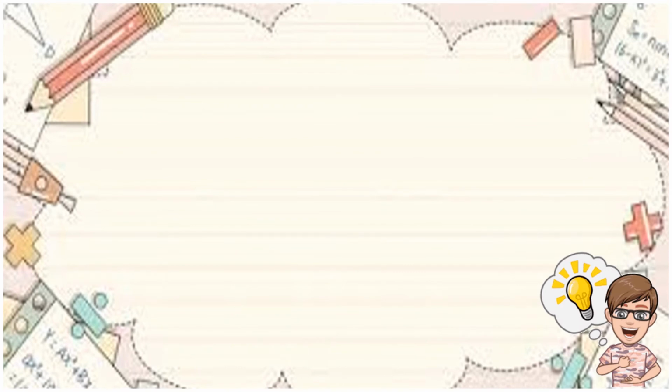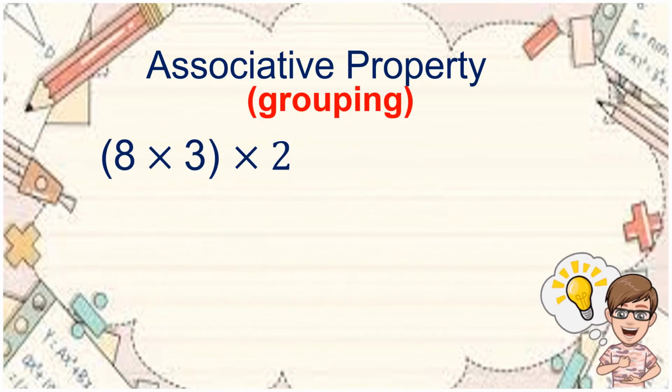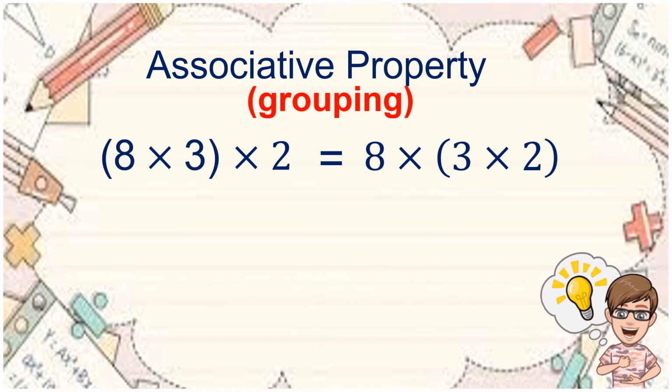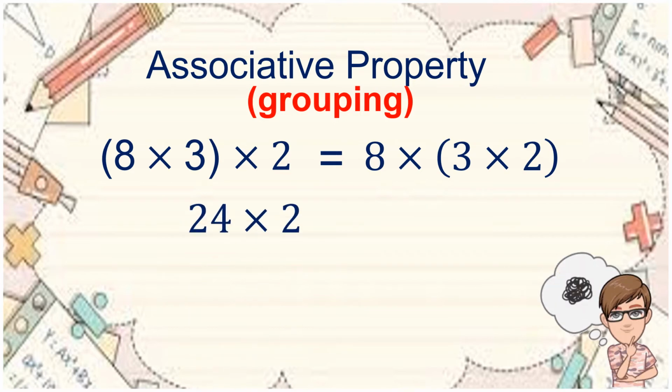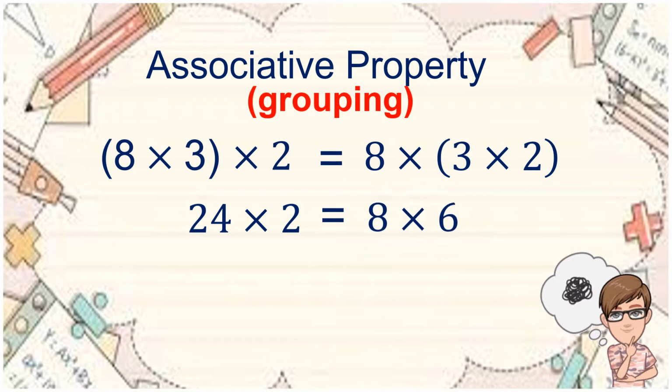Now let us have another example for associative property. Supposing we have 8 times 3 times 2. It is equal to 8 times 3 times 2, regrouped. What is 8 times 3? Very good. It is equal to 24. So in this side, we have 24 times 2. On the other side, we have 3 times 2. What is 3 times 2? Correct. So we have 8 times 6.